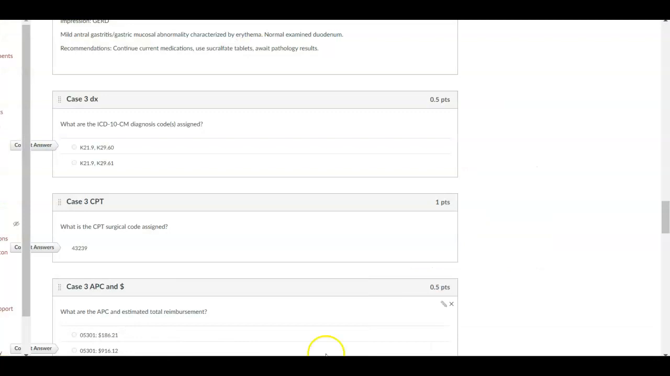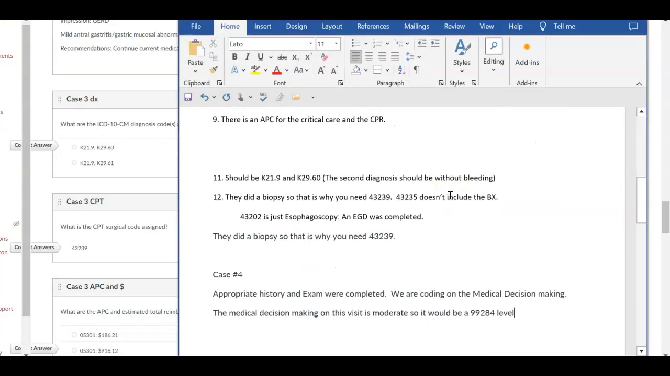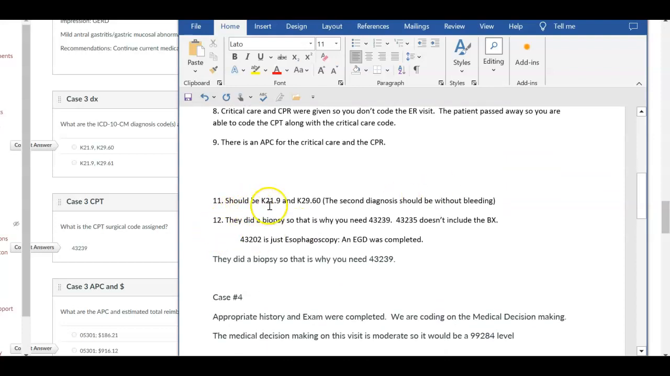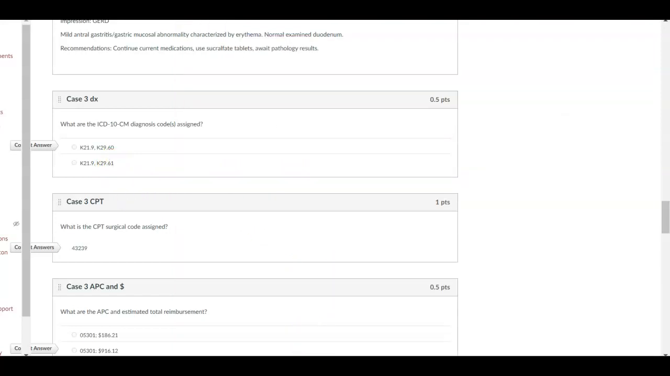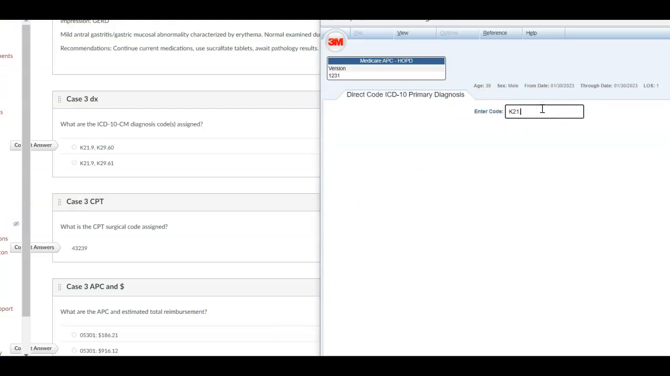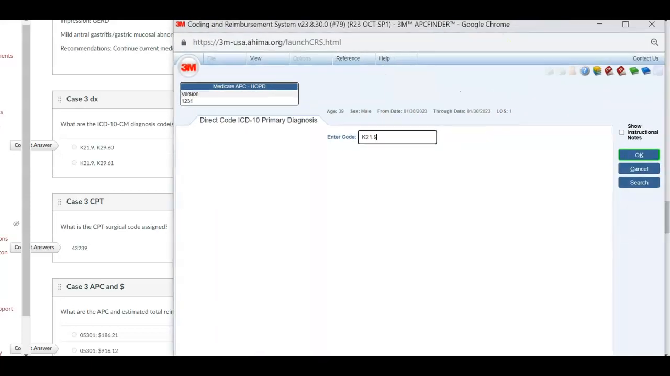Let me pull up my Word document here. With this, it should be K21.9 and K29.60. The second diagnosis, keep in mind, should be without bleeding. Okay, some did the one with the bleeding, and I'll talk about the surgical procedure. So let's go ahead and do the primary diagnosis. We have K21.9.